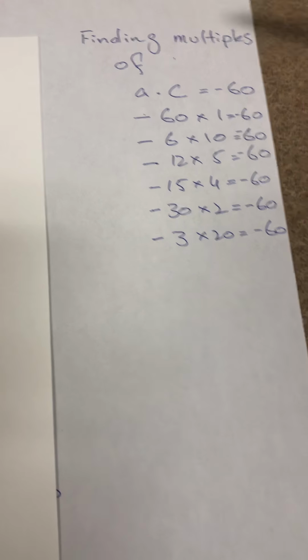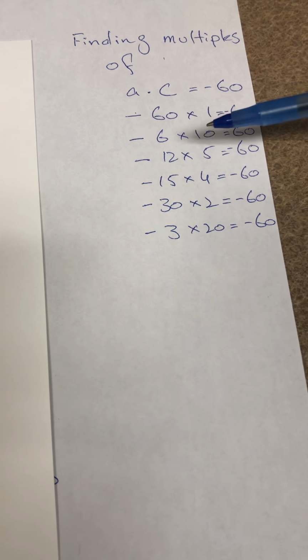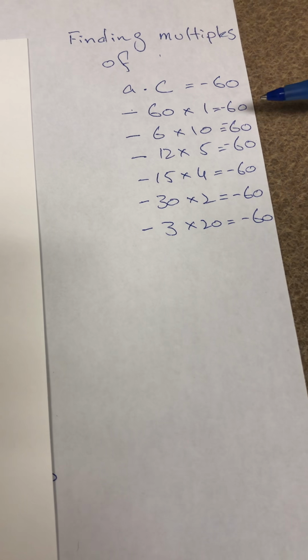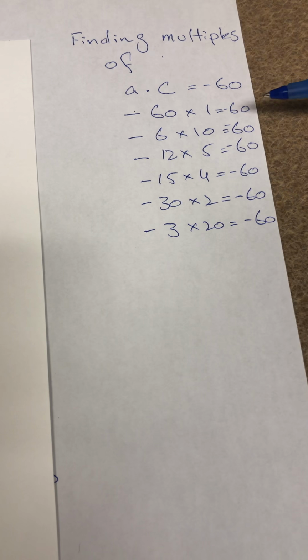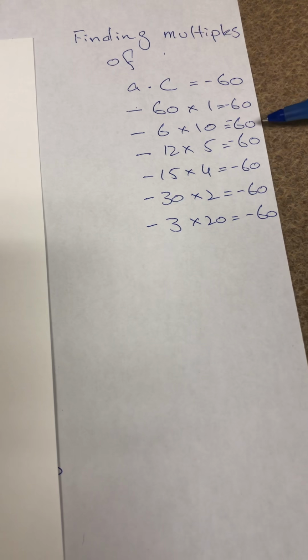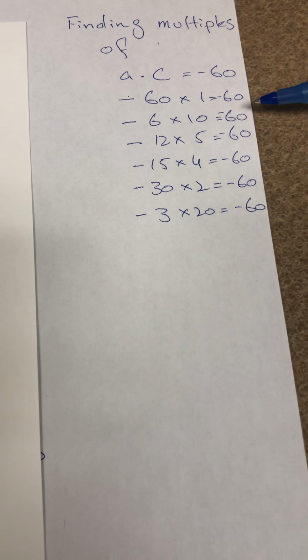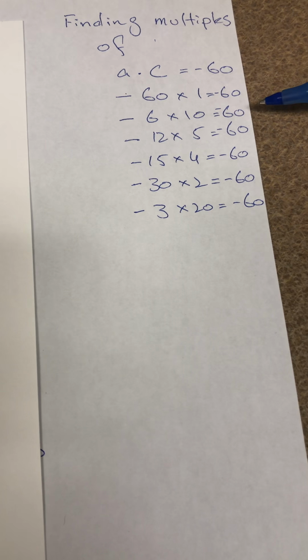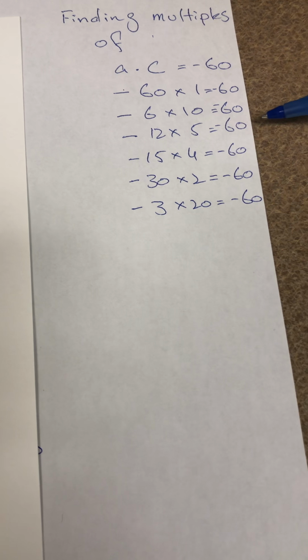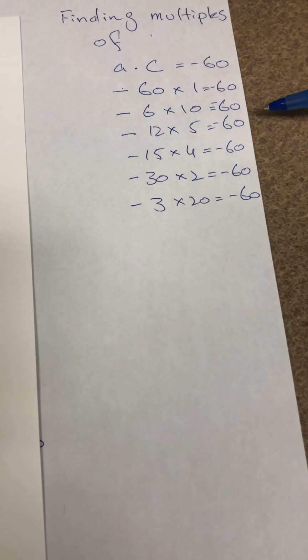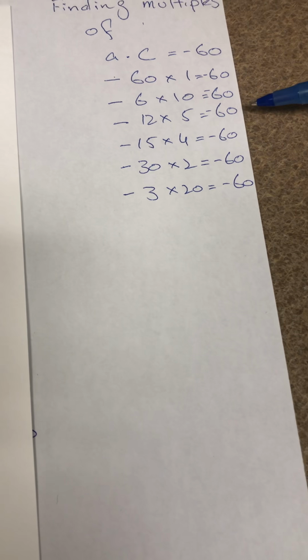So first, what we'll do is we'll go minus 60 times 1. It'll give us minus 60. Second, we'll see minus 6 times 10. That also gives us minus 60. Minus 12 times 5, which also gives us minus 60.